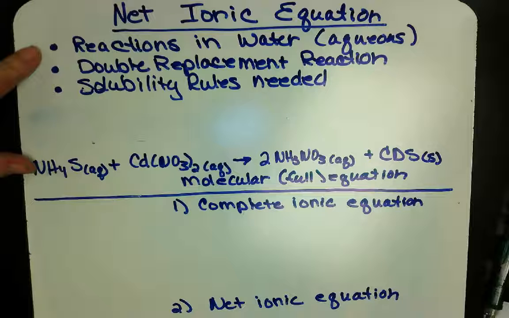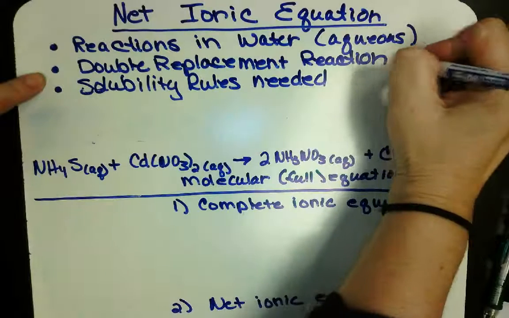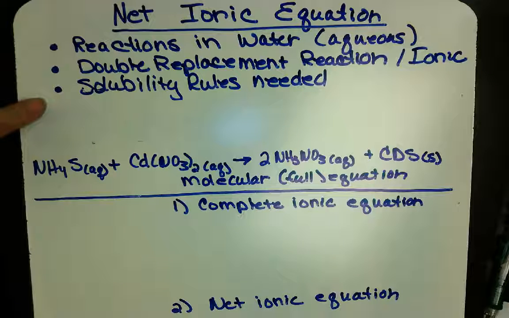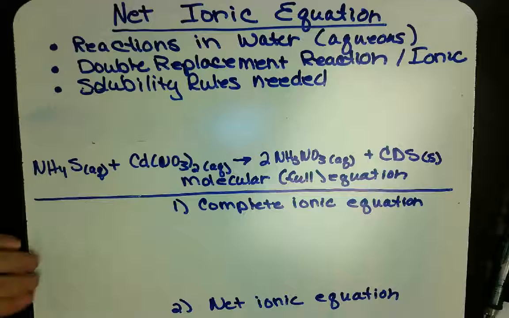So they are aqueous. They are double replacement reactions. They are ionic. Okay, and we need to use our solubility rules. So basically, these compounds are ionic compounds that are going to break apart in water. They're going to rearrange, and they should form a solid precipitate. If they don't, there's no reaction. Remember doing that when we did our reaction types.